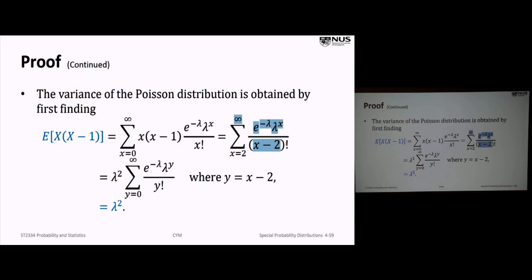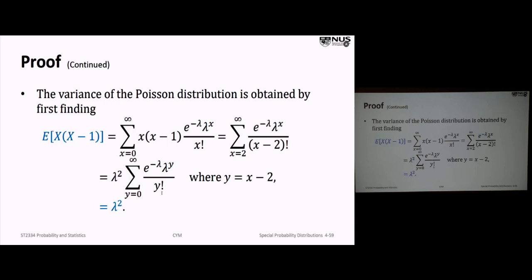So if y is equal to x minus 2, obviously here I get lambda to the power y plus 2 over y factorial, e to the minus lambda stays. The sum goes from 0 to infinity. Okay, so that's where the lambda squared has come from. E to the minus lambda never changes, that's always there. I get lambda to the y over y factorial.